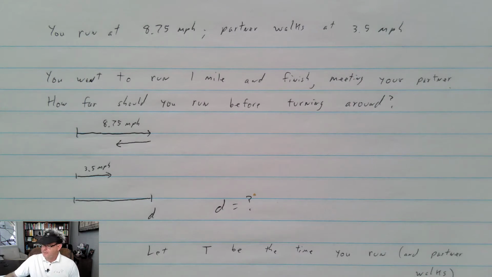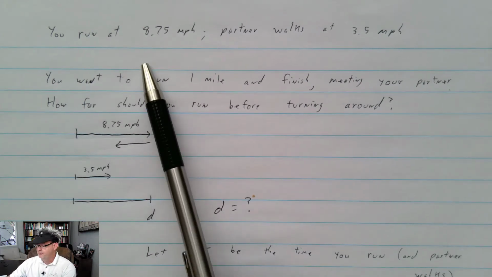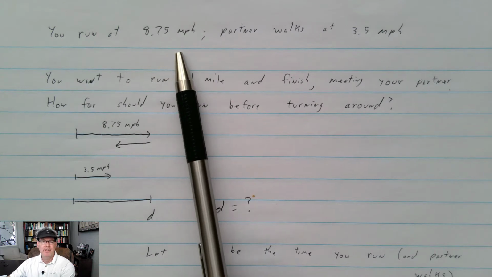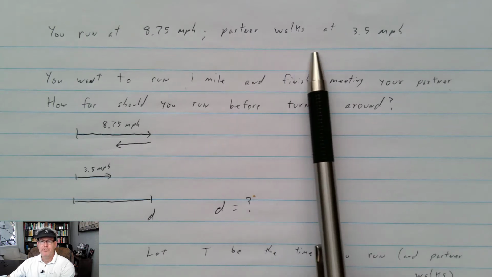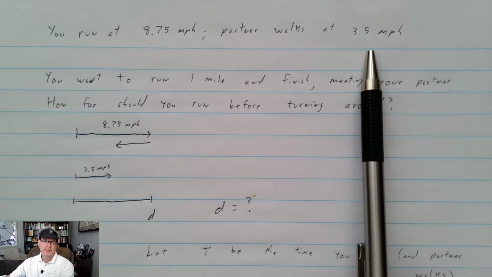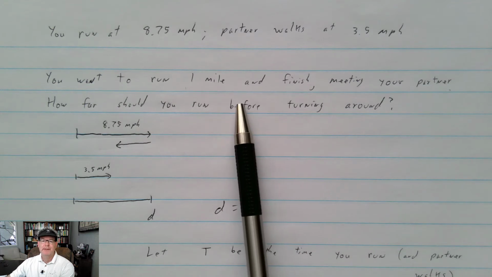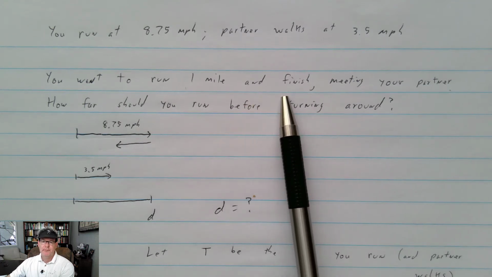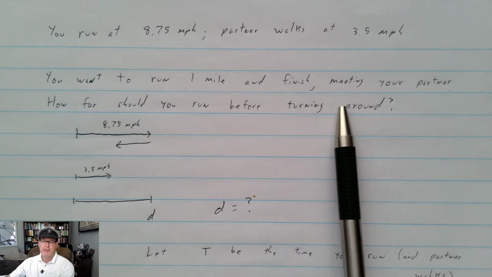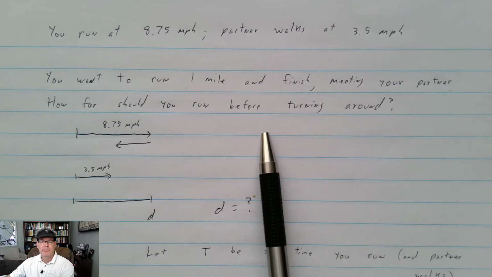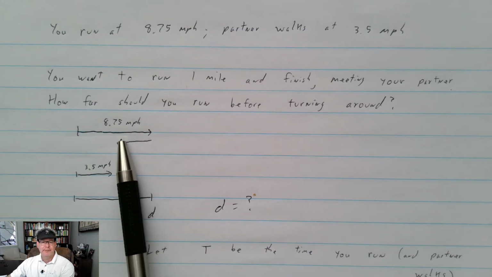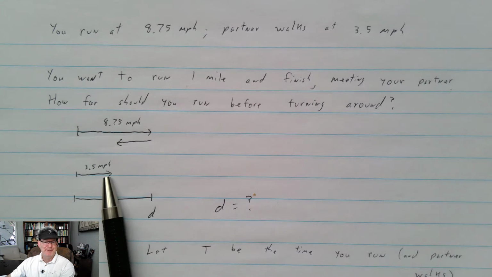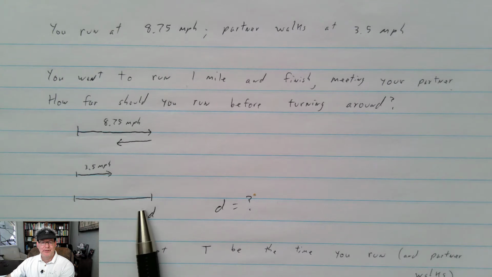So first with specific numbers, let's say you run at 8.75 miles per hour and you're going to go out with someone who walks at 3.5 miles per hour. Then at some point you want to run a mile. So you want to run a mile total and you want to finish meeting your partner. So how far should you run before turning around? There's my speed, a little optimistic at this point, and then partner's speed. I want to know, where should I turn around?